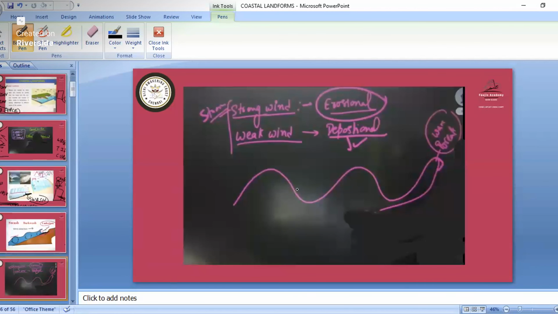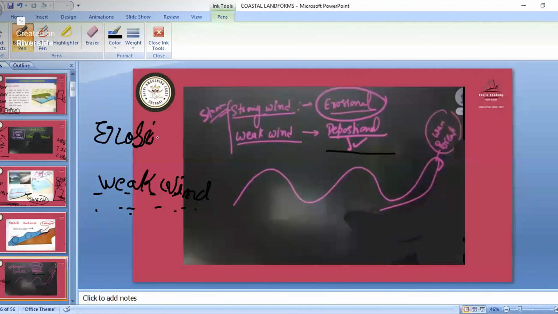See here, this ocean water is full of water. What will happen if the wind is not that strong? If we have a weak wind, then we'll have deposition landforms. See here, due to that we'll have the deposition landforms. And if the wind is strong, like a storm, then we'll have erosional landforms.